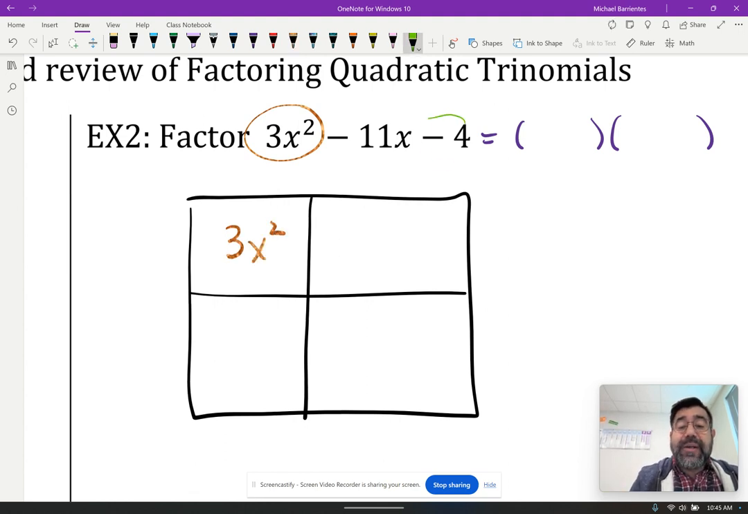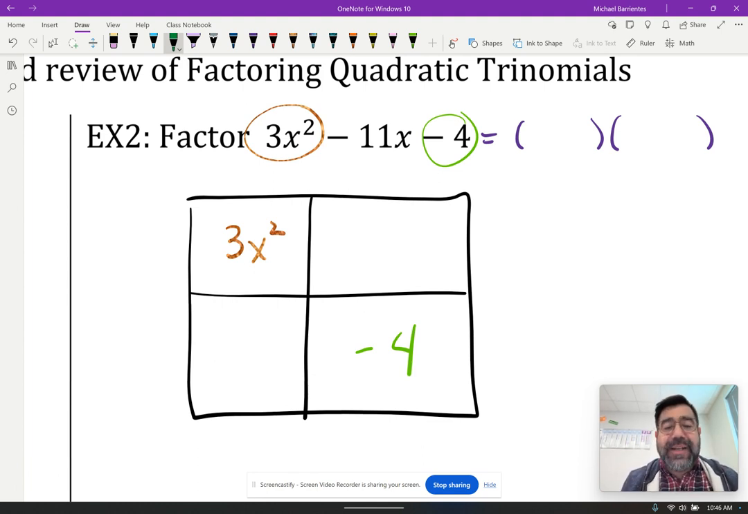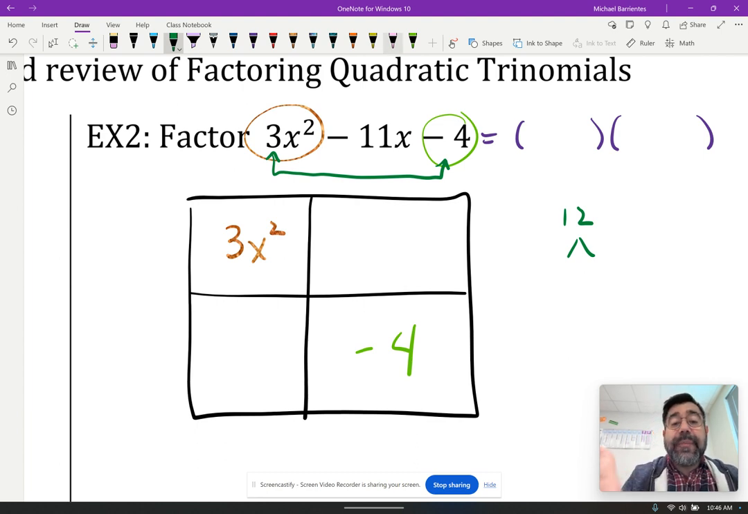In the last square, I'm going to write the last thing. In order to fill in the middle ones, I somehow need to separate or pull apart, or break up negative 11x, or minus 11x. The way to do that is to multiply these two numbers. So 3 times 4 is 12, and I want to know all the factors of 12. What times what gives me 12? Because I'm looking for the pair that when I subtract them, gives me a negative 11.